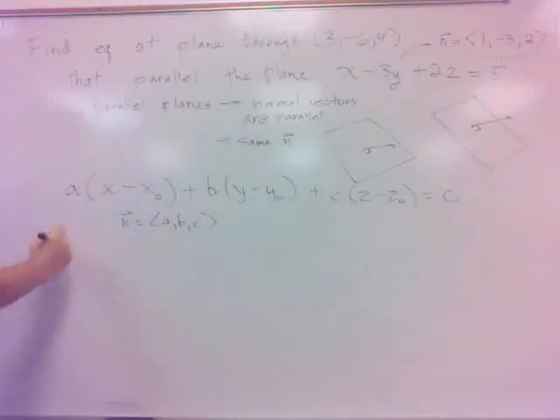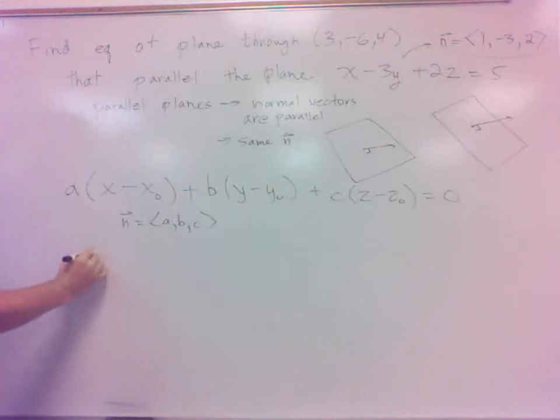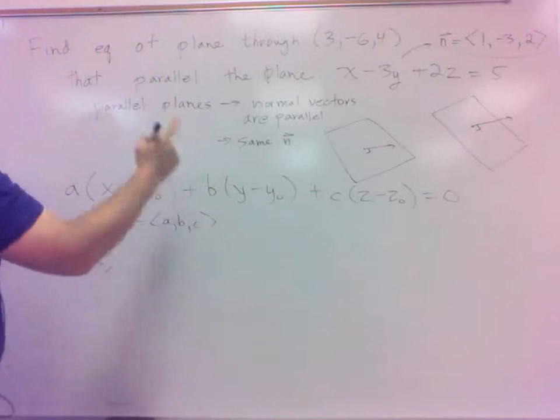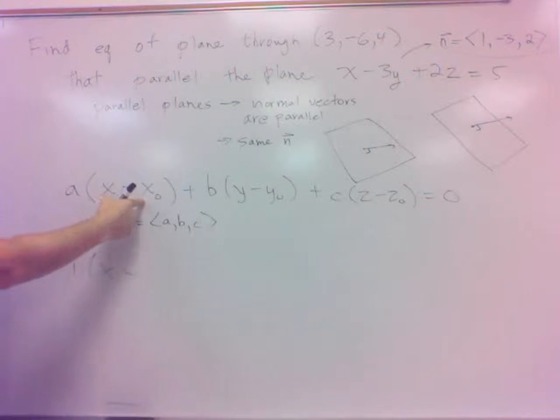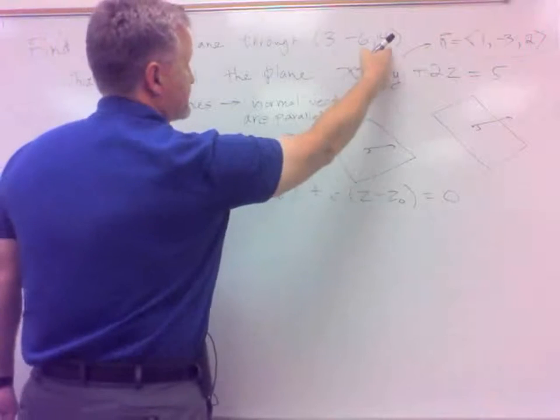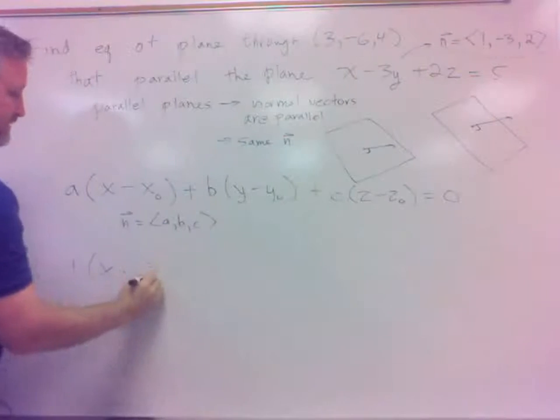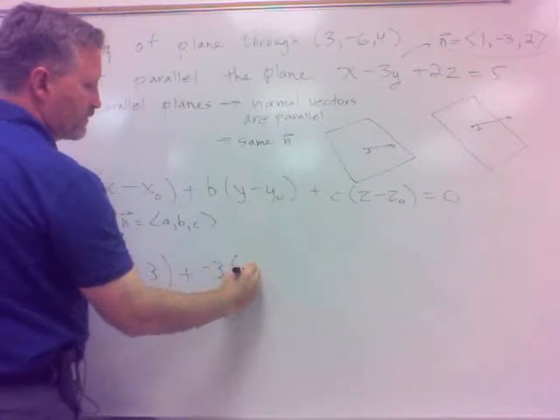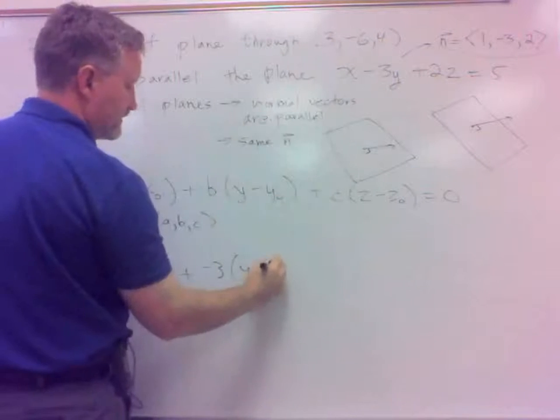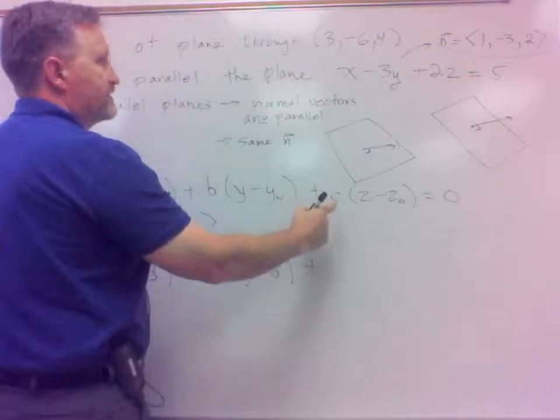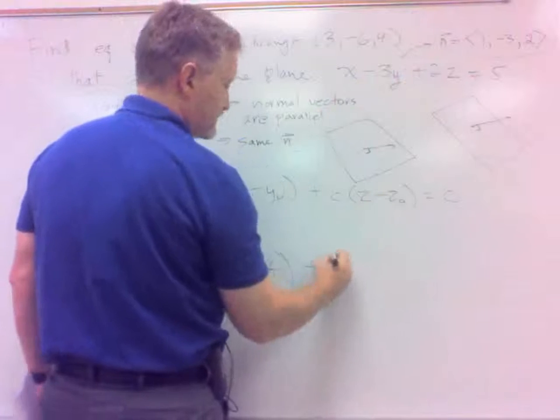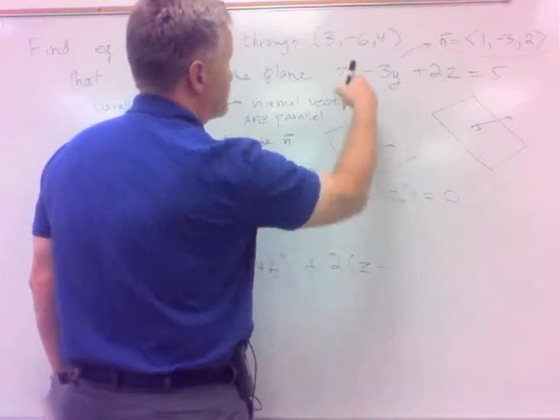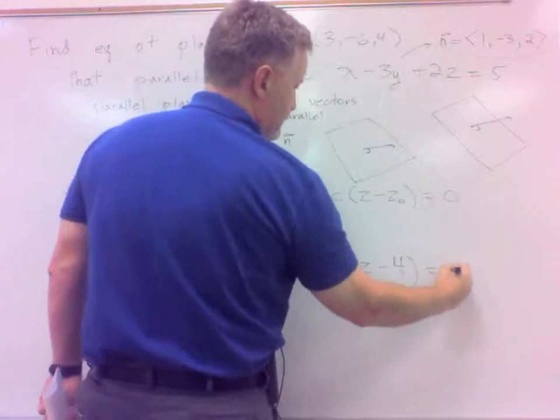And so we're going to do 1 times x minus, for the new plane we do know a point, x0, y0, and z0, so it's x minus 3. And then the B is -3, same as that one. y minus the y value, so it'd be plus 6 here. And then C is the same C as that, so z minus 4 equals 0.